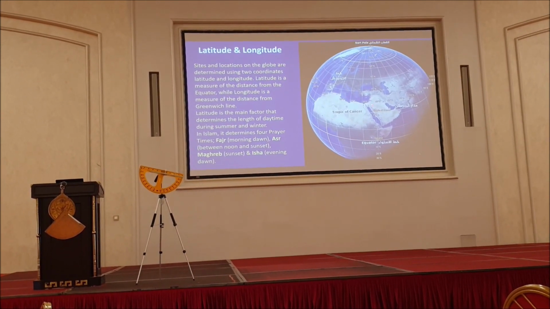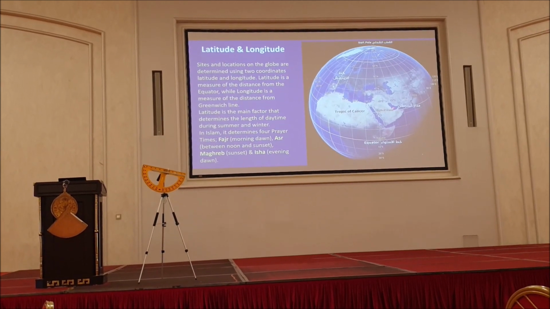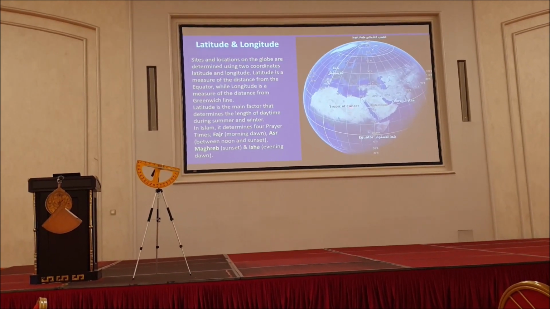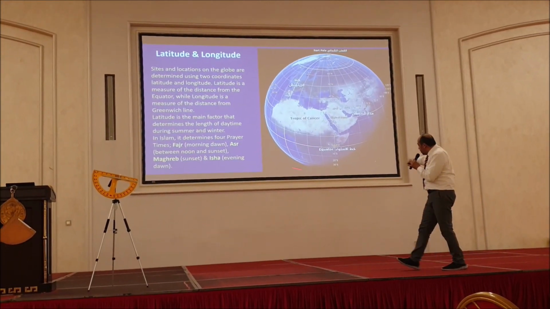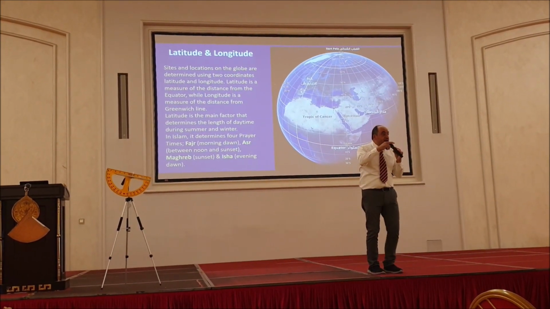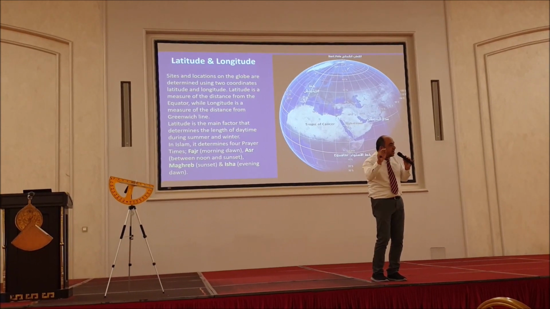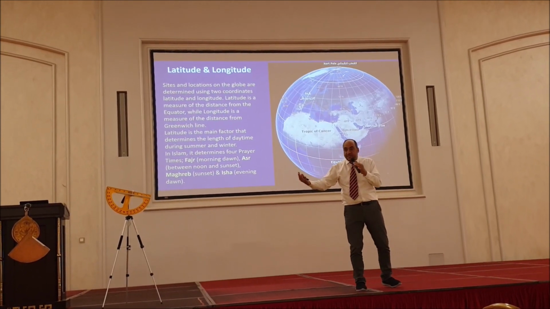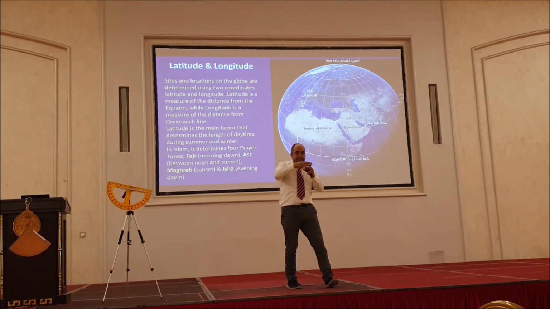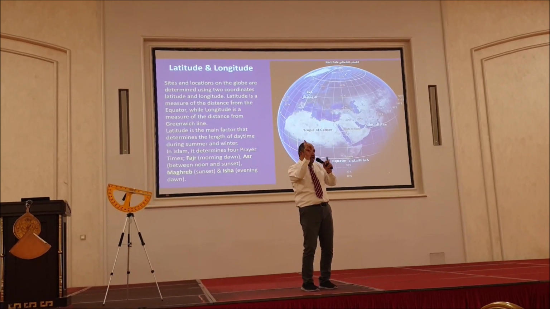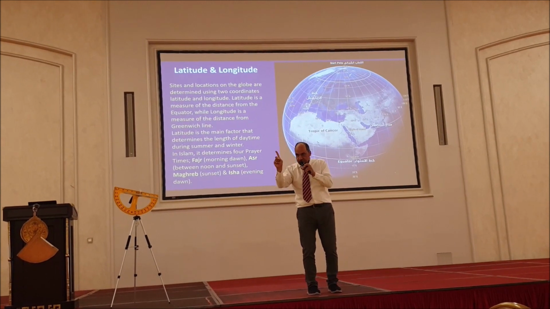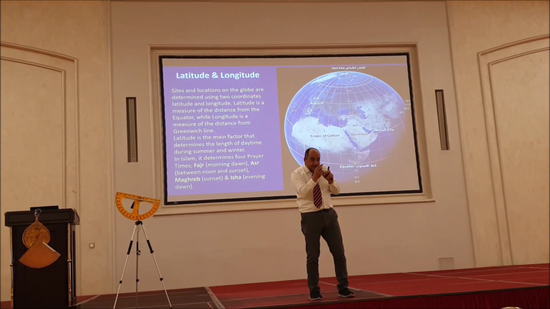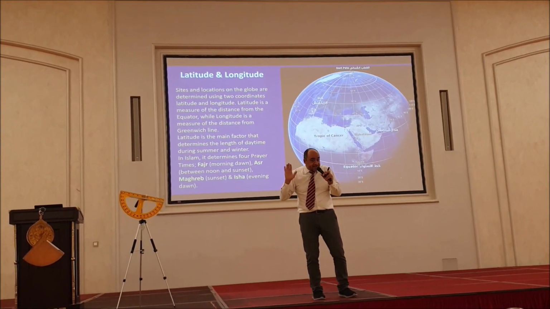So Doha or Qatar, it is located somewhere here. It is above the Tropic of Cancer. The Tropic of Cancer and the Tropic of Capricorn are 23.5 degrees away from the equator. Why? It is as simple as this, because Earth is tilted. The axis of the Earth is tilted by 23.5 degrees.